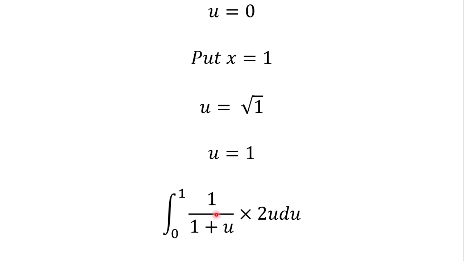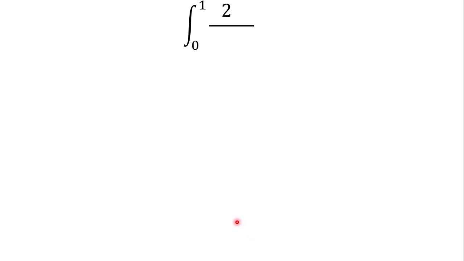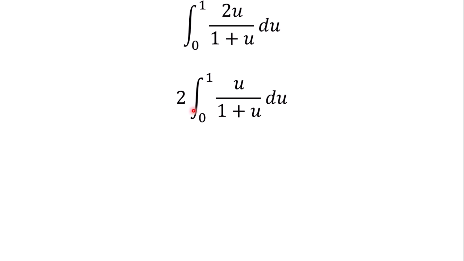So the integral from 0 to 1 of 1 over 1 plus u times 2u du. Alright, so when you multiply this by this, what are we going to get? Here we're just going to put this 2 at the back here, then we multiply this one by this u, and I think that will give us u over 1 plus u.